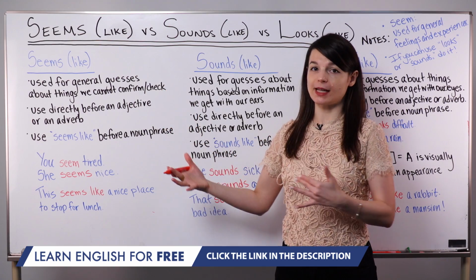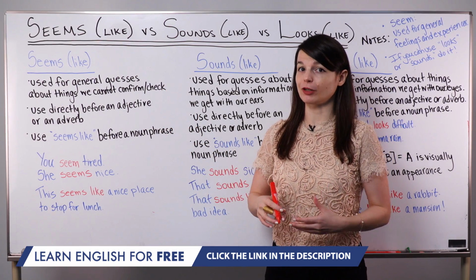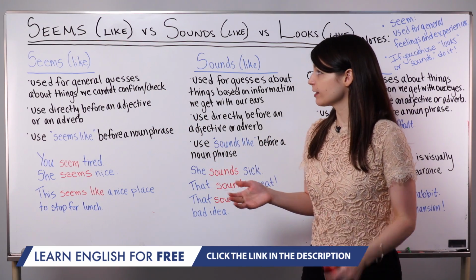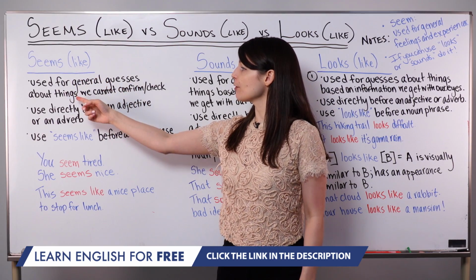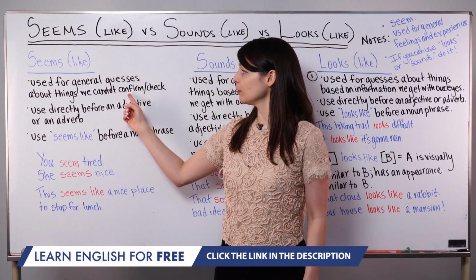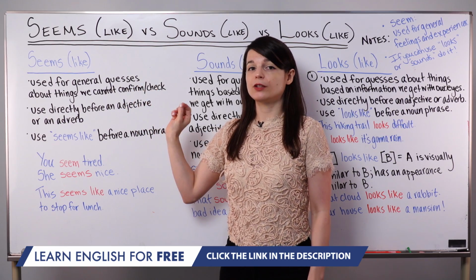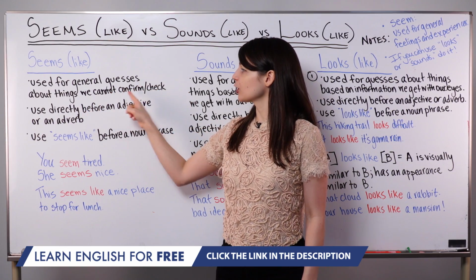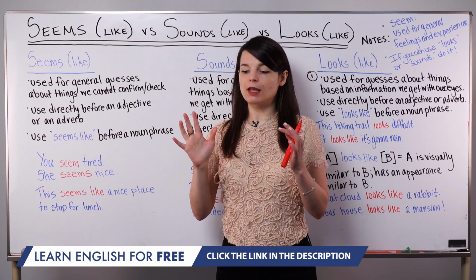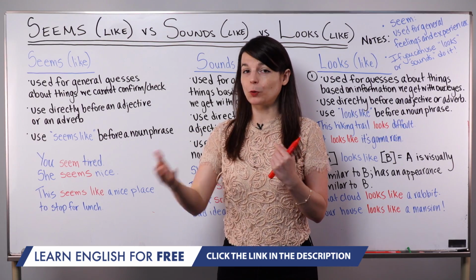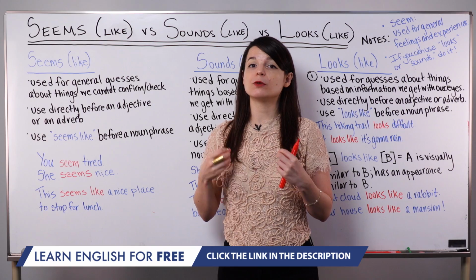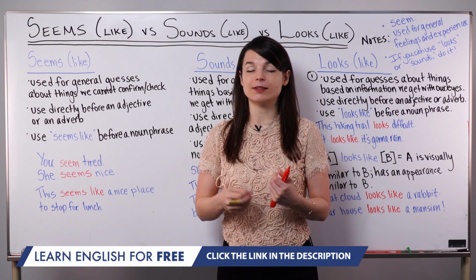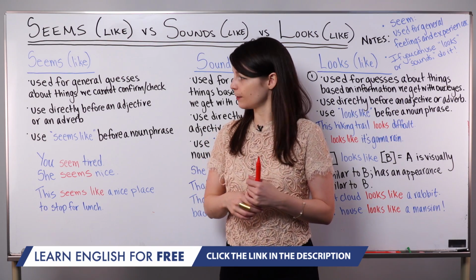Seems or seems like. We use these in slightly different ways. First, we use seems to make general guesses about things we cannot confirm or things we cannot check. So when I say we cannot confirm, it's like something that we can't test quickly. We can't check our guess right away. So we use seems to make guesses about these kinds of things.